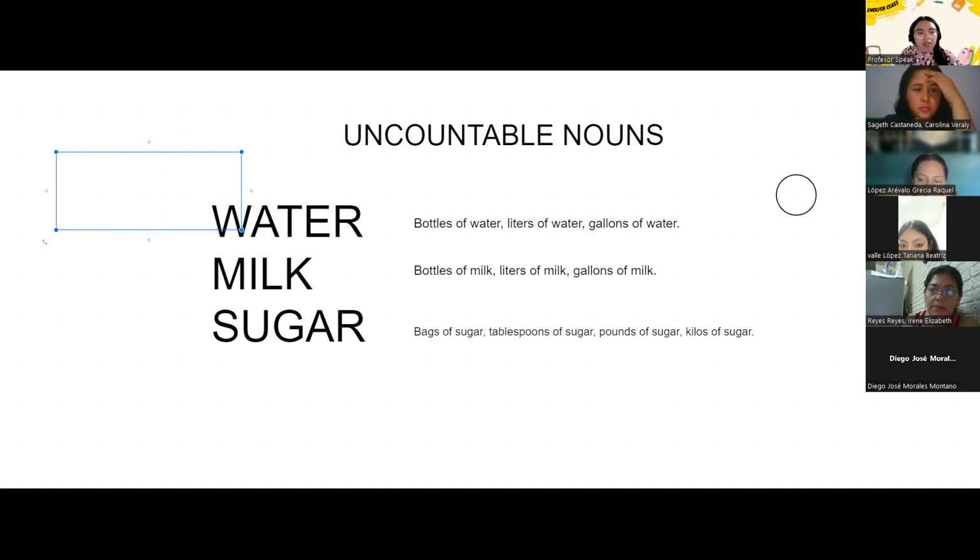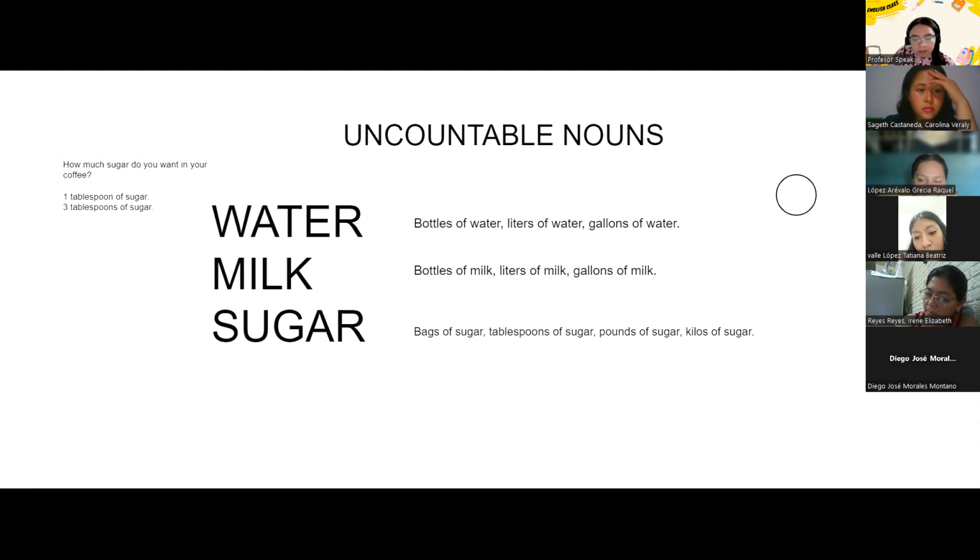Y así sucesivamente, guys, con cualquier uncountable noun que se les ocurra. We can't count them in this way. Con las medidas sí se pueden contar. Do you have any questions? Teacher, ¿y en el caso de bread? Slices, o sea, las rebanadas de pan. Slices of bread.